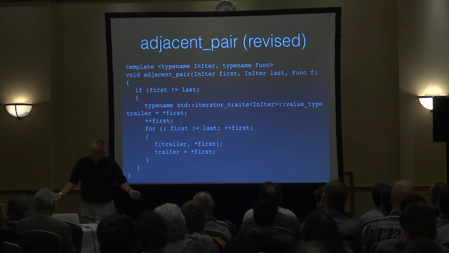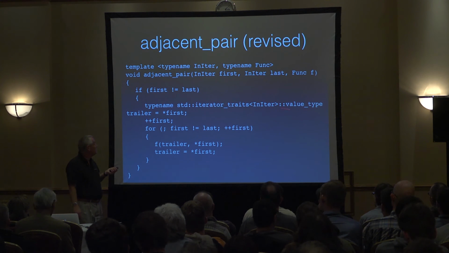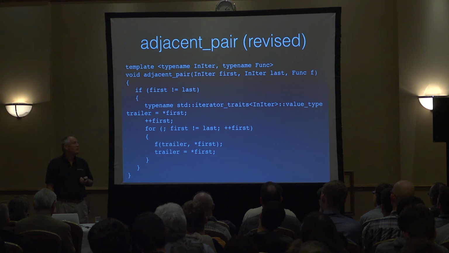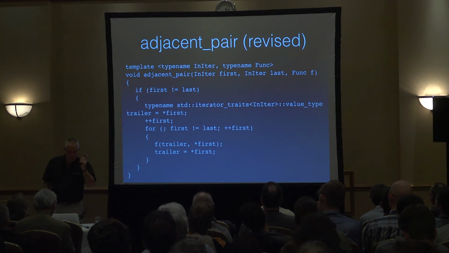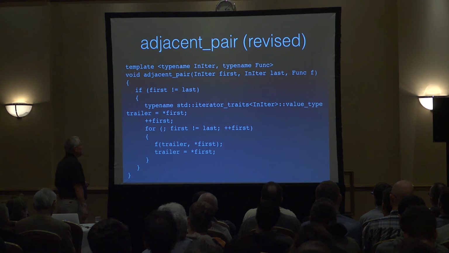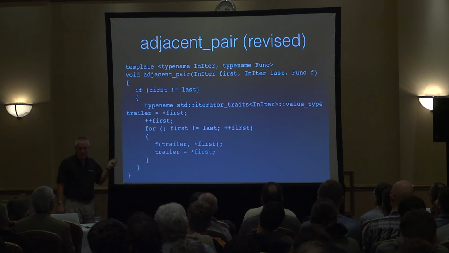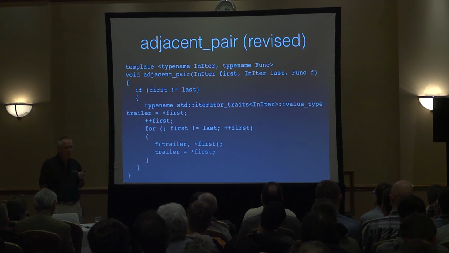So you could use auto here, actually. And it would be much shorter and make it fit on the slide better. But there's another reason to use iterator traits, okay? And maybe not in this example. So the next question is, you don't want to do this all the time.